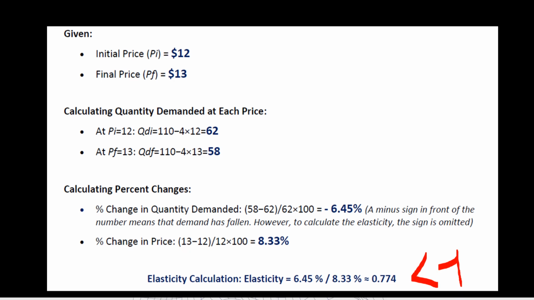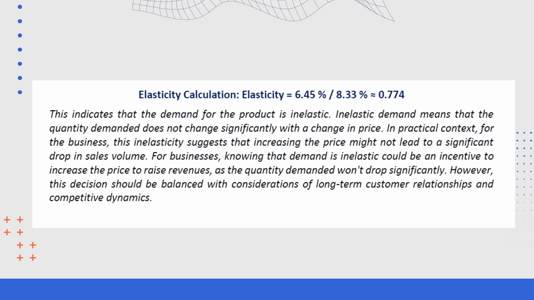So pretty easy to interpret these results. This kind of number is an indicator that demand for the product is inelastic. It's inelastic, guys. Inelastic demand is a signal that the quantity demanded does not change significantly with the change in price. From the business perspective, this kind of inelasticity suggests that increasing the price usually does not lead to a significant drop in the sales.